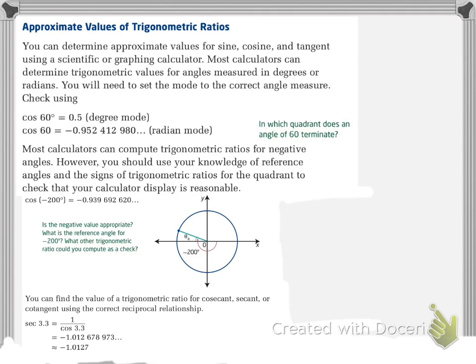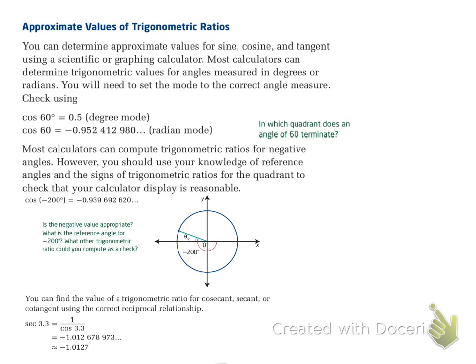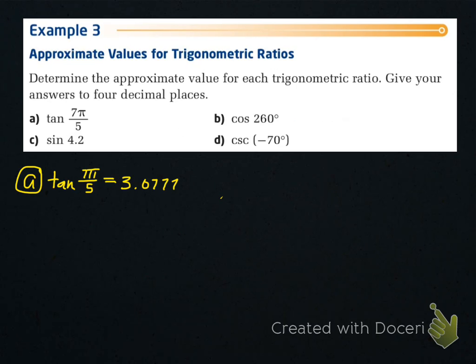Approximate values of trig ratios. Got to make sure in this case that you're in the right degree mode or in radian mode. Let's look at example 3. Approximate values for trig ratios. Determine the approximate value, the tangent of 7 pi over 5.